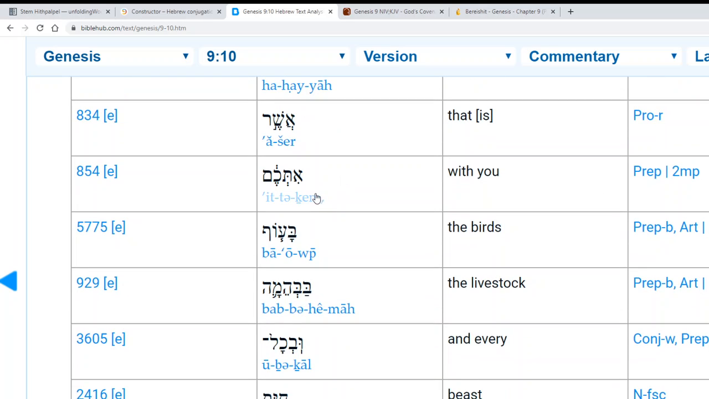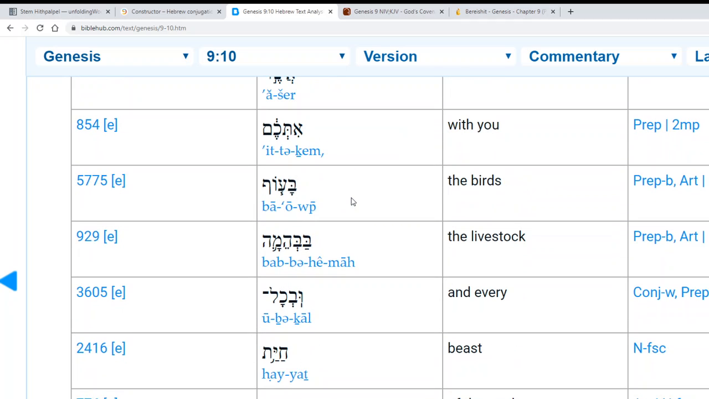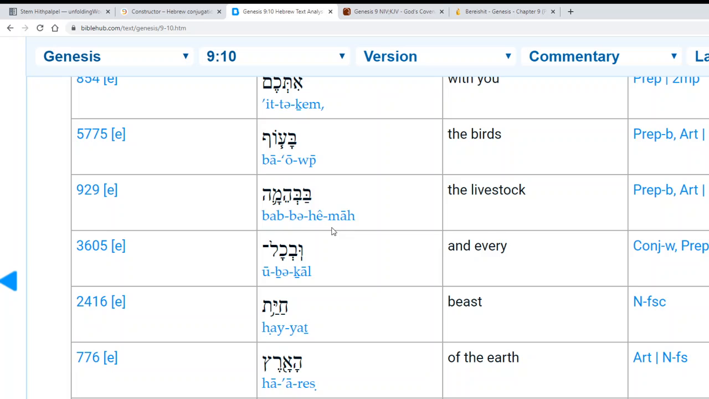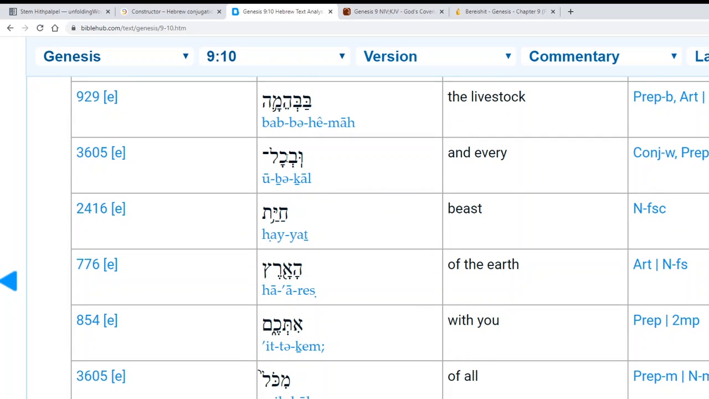Okay. Asher is the relative pronoun. Itchem, so the direct object marker being used as a preposition for the second person masculine plural, with you. Ba'of, so prepositional bet with the article. Of is bird, written ben milui with the vav there. Ba behema, so prepositional bet with the article. Behema being livestock or domesticated animals, behemoths, right? Uvachol, so conjunctive vav, prepositional bet without the article, chol meaning every, chayat haaretz. So chaya is beast, right? I translate as animal, and this is in the construct form. That's why the hey is turning into a taf. Chayat haaretz, beasts of the earth, right?